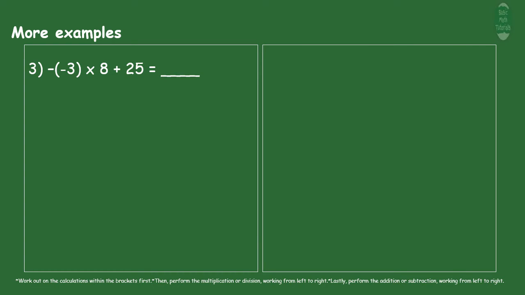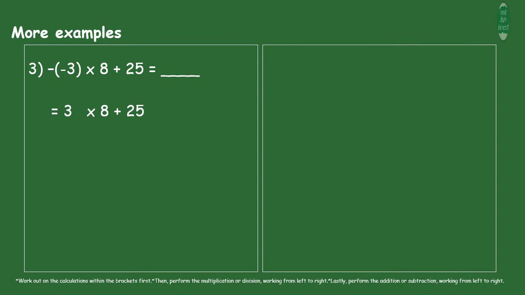Look, so we have minus negative 3 times 8 plus 25. So we have an inclusion, which is a parenthesis. We have to deal with that first. So negative and minus will become positive. So it's going to be positive 3 times 8 plus 25.